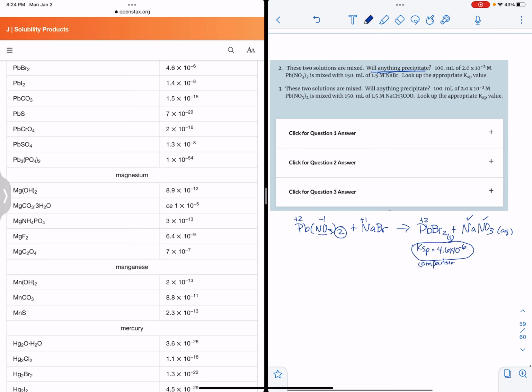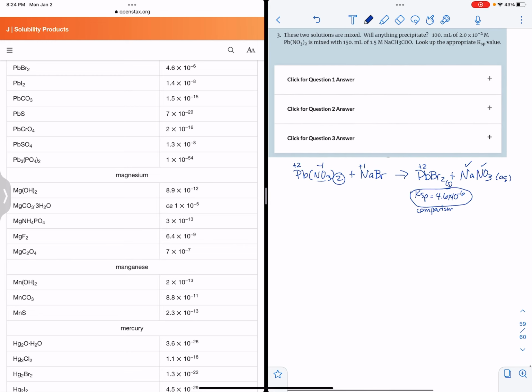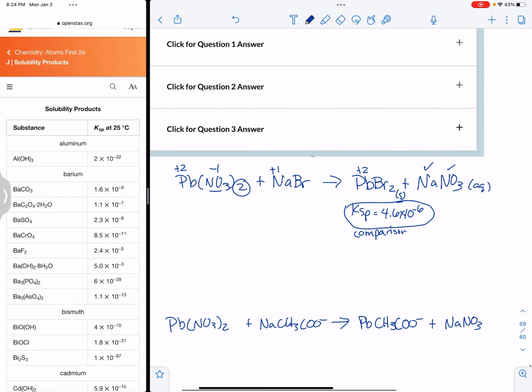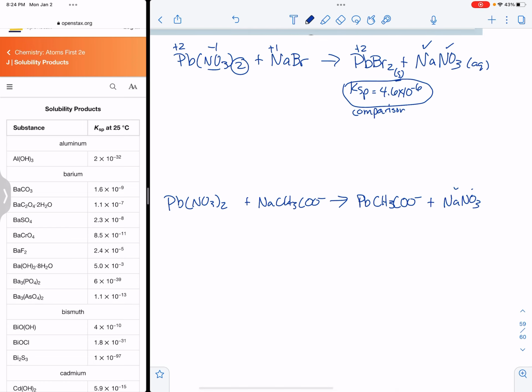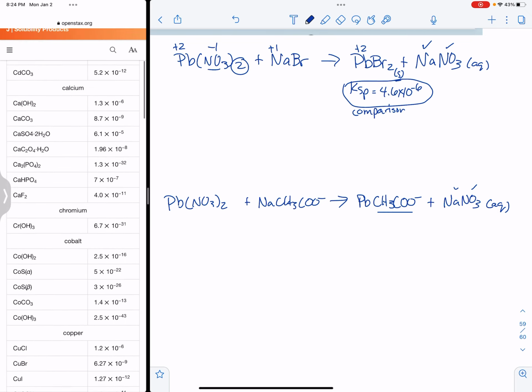I am going to go ahead and write down the other reaction since I've got this chart pulled up though. So again, Pb(NO3)2 plus NaCH3COO becomes Pb(CH3COO)2 and NaNO3. Now if you'll look over here, again, this is aq. And I don't know if you remember this, but acetates also are always soluble. But let's take a look at it.